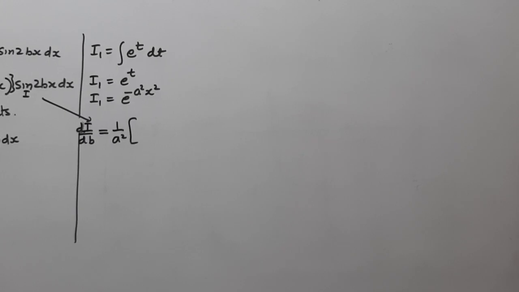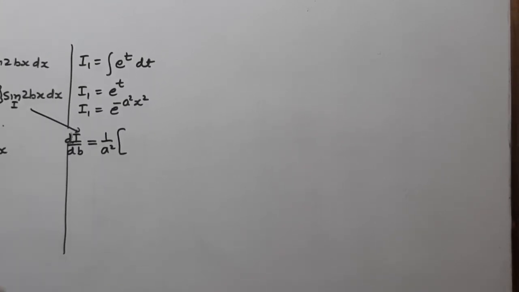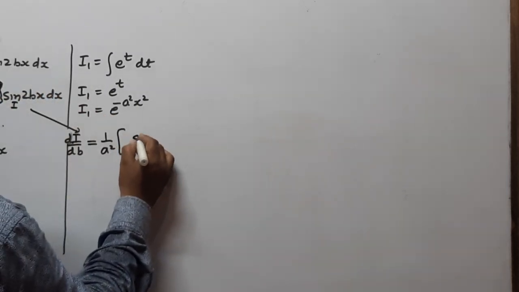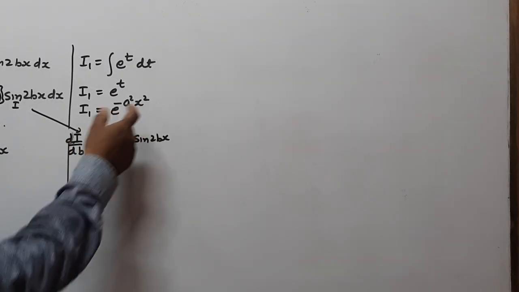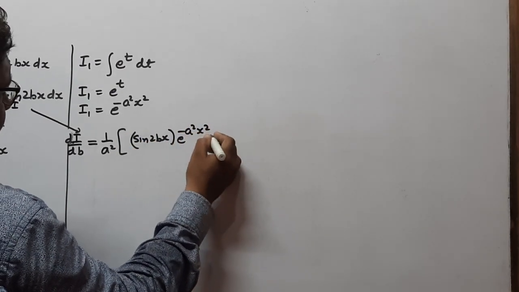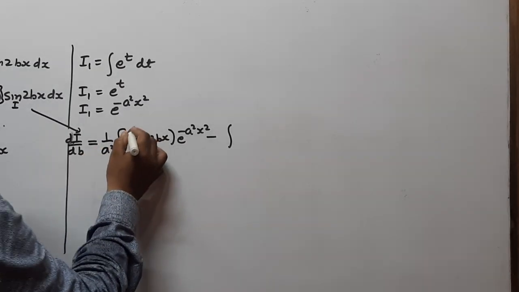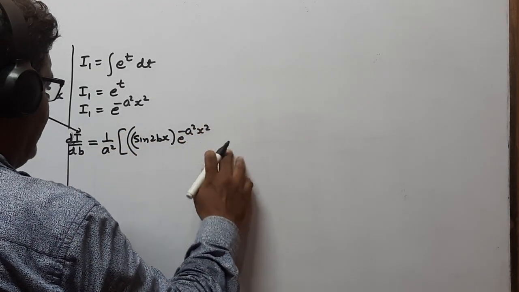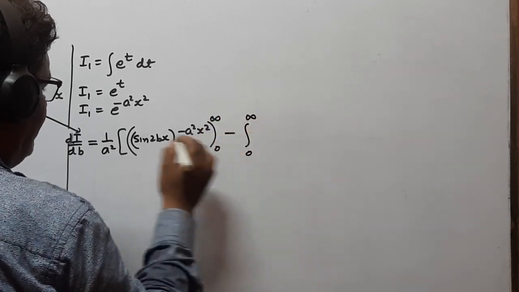So we write here the formula for integration of the product of two functions. First we write the first function, that is sine 2bx, then the integration of the second function. And we know that the integration of the second function is e to the power minus a square x square, then minus integration. Here we write the limit, first the limit 0 to infinity, then minus integration 0 to infinity.